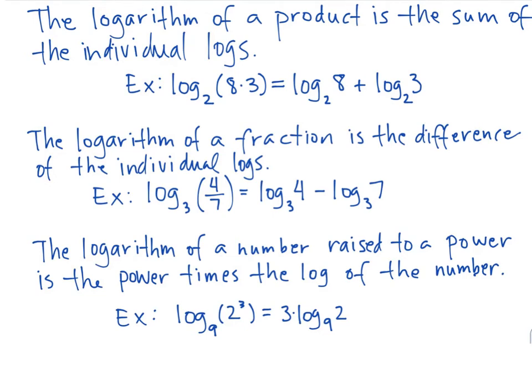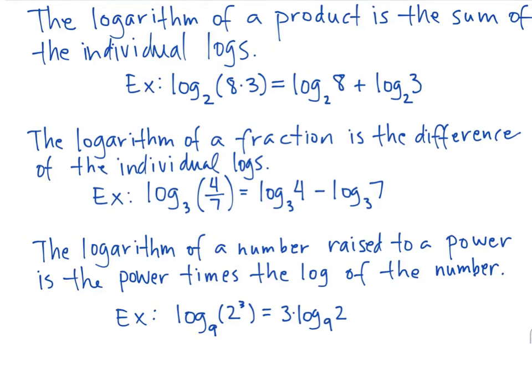Okay, in this video I'm going to talk about properties of logarithms. For the first property, it says that the logarithm of a product is the sum of the individual logs. So for example, if we have log base 2 of 8 times 3, that's going to be the log of the first one plus the log of the second one. So log base 2 of 8 plus log base 2 of 3.